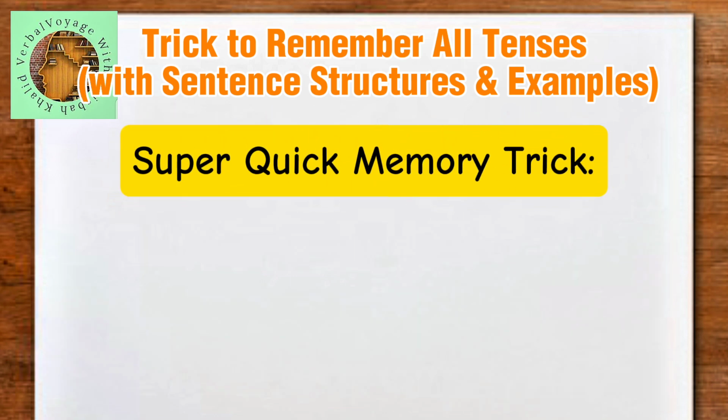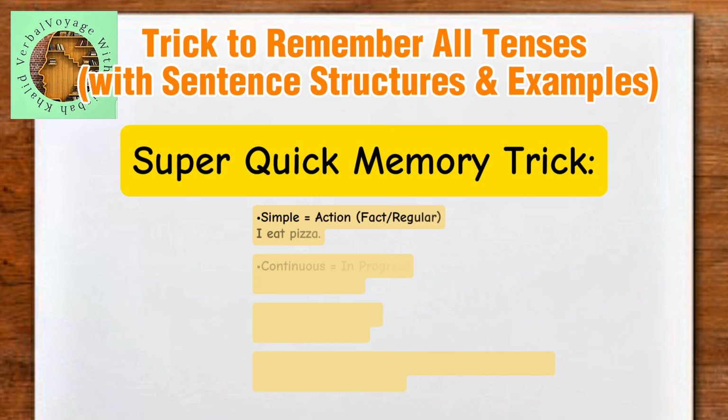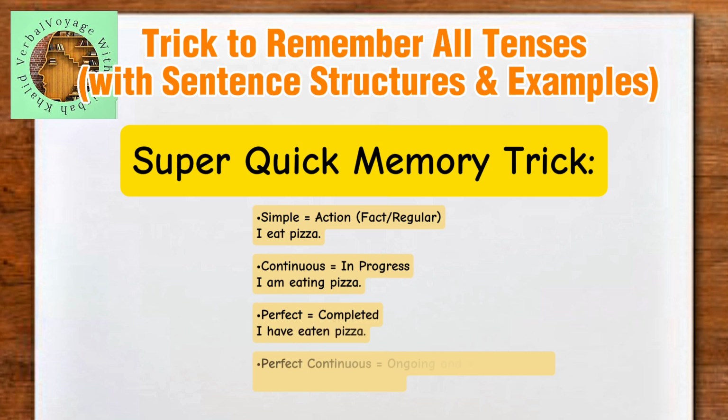Now we move ahead to the last essential thing, a super quick memory trick. Simple is for action, fact, regular. For example, I eat pizza. Continuous is in progress. For example, I am eating pizza. Perfect is completed. For example, I have eaten pizza.